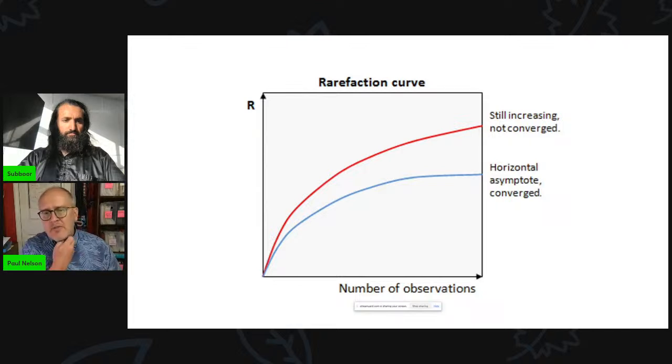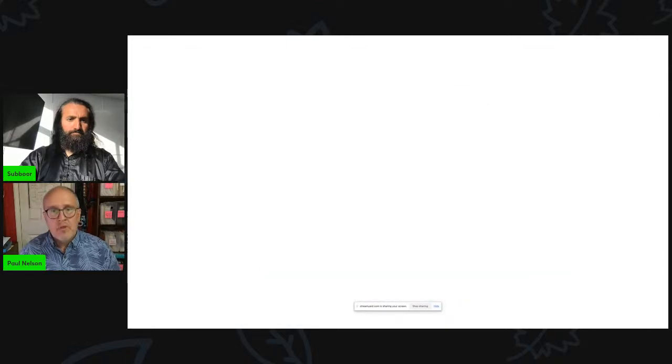So the difference between these two curves is very important. What this red curve tells you is there's a lot more out there to be learned. And until that line begins to flatten, keep looking.